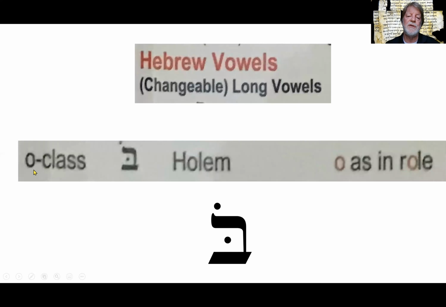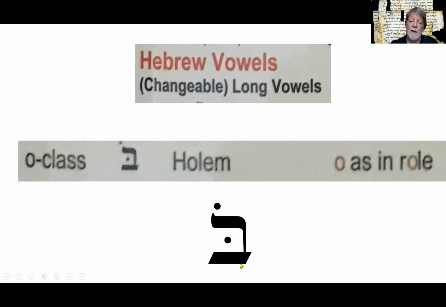The next vowel is an O-class vowel. Here is the model consonant, the bet, and this dot in the upper left-hand corner above the bet and to the left of the bet is called a holom. Now here's an example where the vowel says its own name. O as in roll. That's a long O sound, very similar to English.